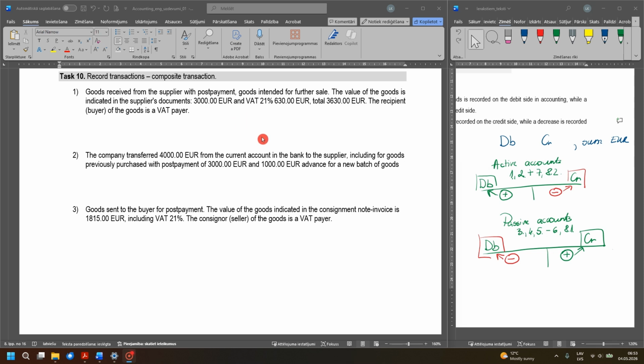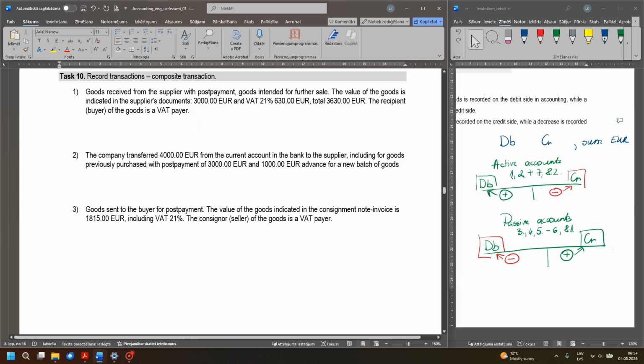We continue to make transactions and now we will work with a composite transaction. Composite transaction means that we will use three and more accounts to make the transaction. And this is most common because a lot of companies pay value added tax and have some currency changes and so on. But we will work with the transactions where we use three and more accounts. Let's start with the first one.